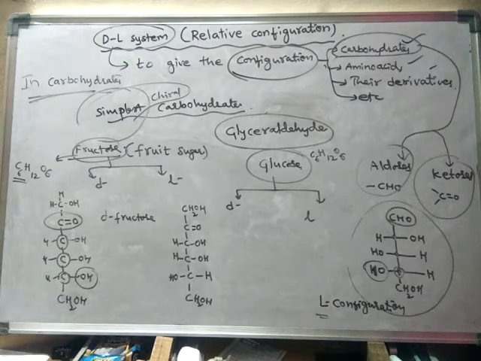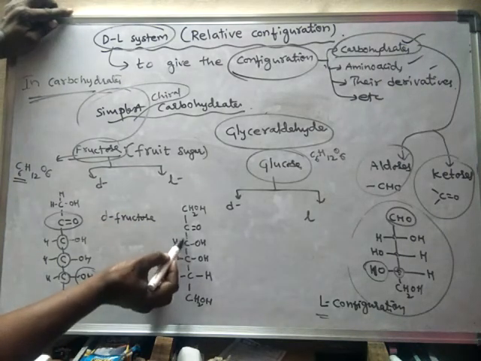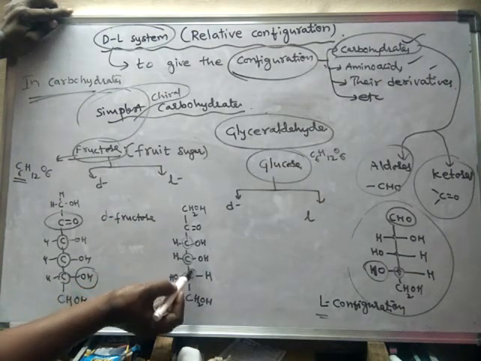Now this is fructose. So which fructose? The fructose with which relative configuration. This fructose is having D, so it is called D fructose. But this fructose is L fructose. Why? Because here this is one chiral center, another chiral center, another chiral center.